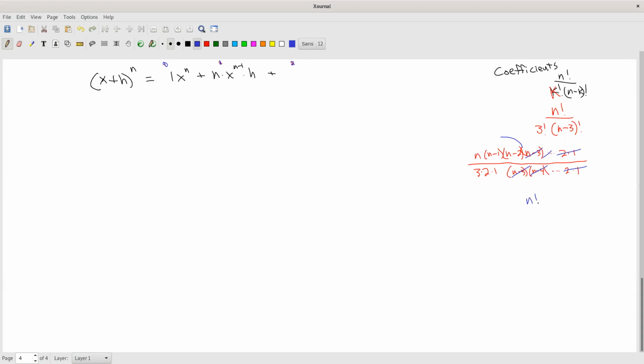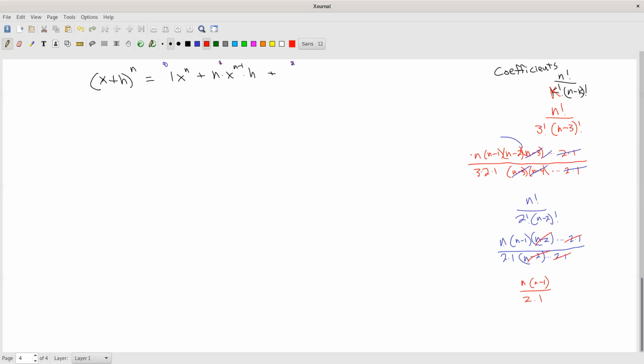So I want n factorial over 2 factorial times n minus 2 factorial. Sorry about that. n times n minus 1 times n minus 2, and so on, down to 2 times 1. 2 factorial is 2 times 1. And n minus 2 factorial is n minus 2, all the way down to 2 times 1. And again, stuff cancels. So that long tail cancels. And my next coefficient is n times n minus 1 over 2 times 1.